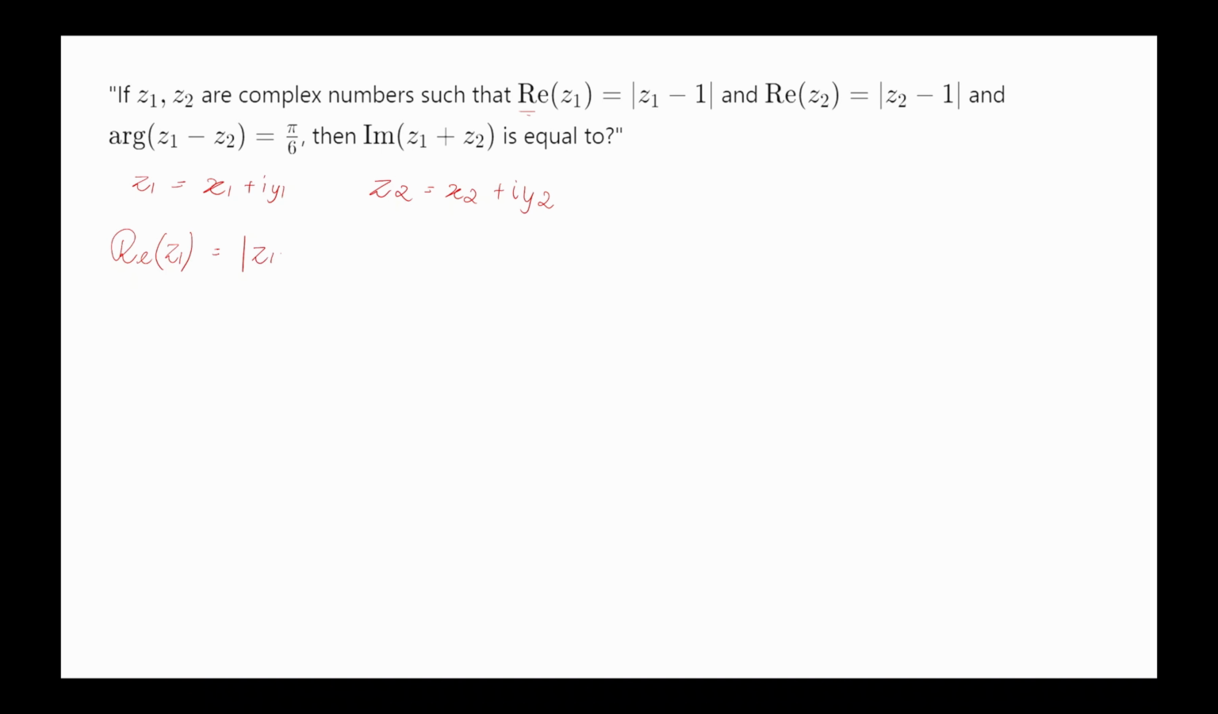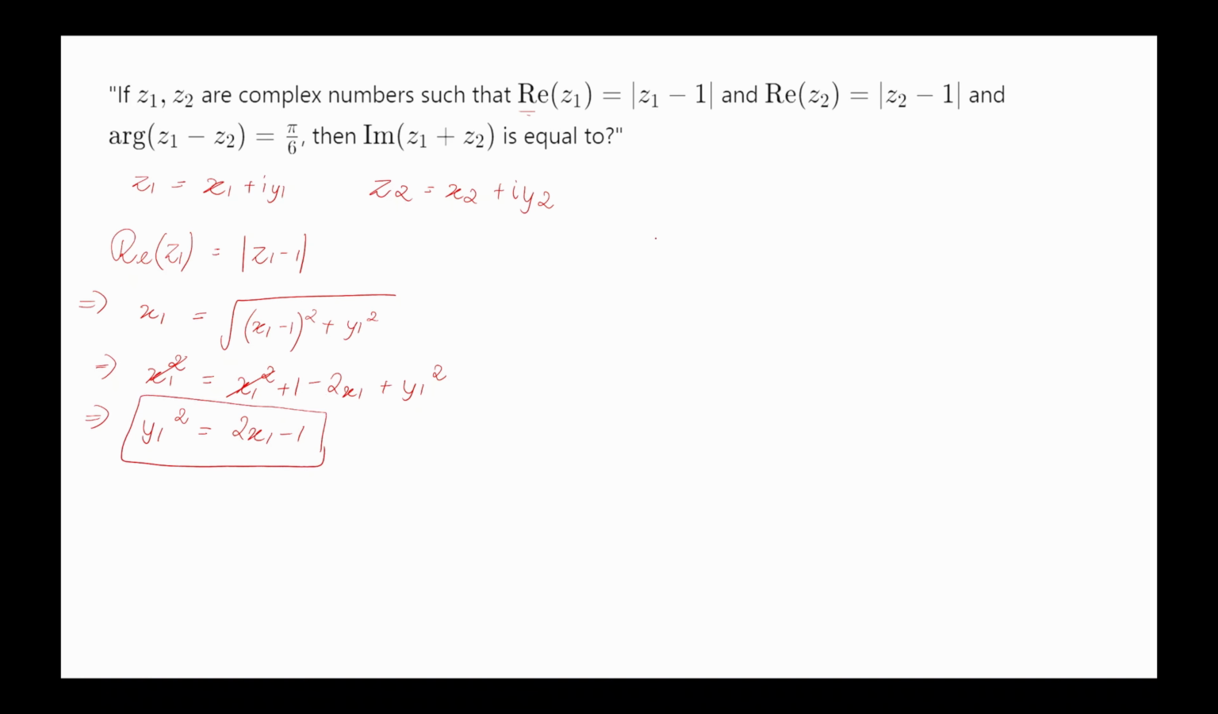Now let me solve for the first equation, where they've told us that real part of z1 is equal to modulus of z1 minus 1. So what would this become? What is my real part of z1? It is x1. x1 is equal to modulus of z1 minus 1. So this would become root under x1 minus 1 whole square plus y1 square. Of course, I'm subtracting 1 only from my real part because 1 is a real number. There is no imaginary part given extra, right? So let me square both sides. This would become x1 square is equal to x1 square plus 1 minus 2x1 plus y1 square. x1 square gets cancelled out, and from here we get y1 square equal to 2x1 minus 1. So this is my first equation.